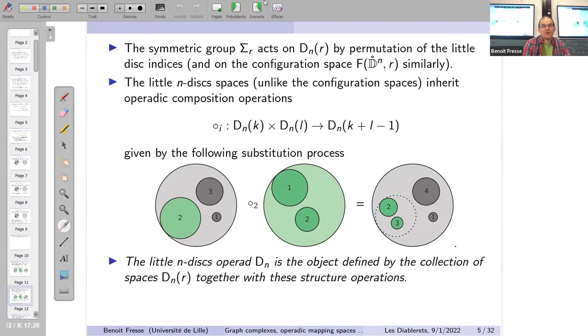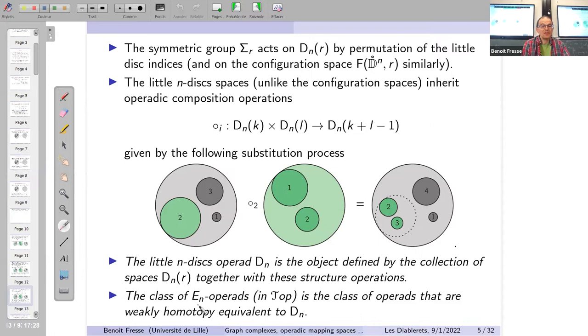So in this talk, I'm not going to use the terminology of an E_n operad, but maybe Victor is going to use it in his talk. Just to remember, in topology we also consider the class of E_n operads in topological spaces, which is the class of operads that are weakly homotopy equivalent to the operad of little n disks.